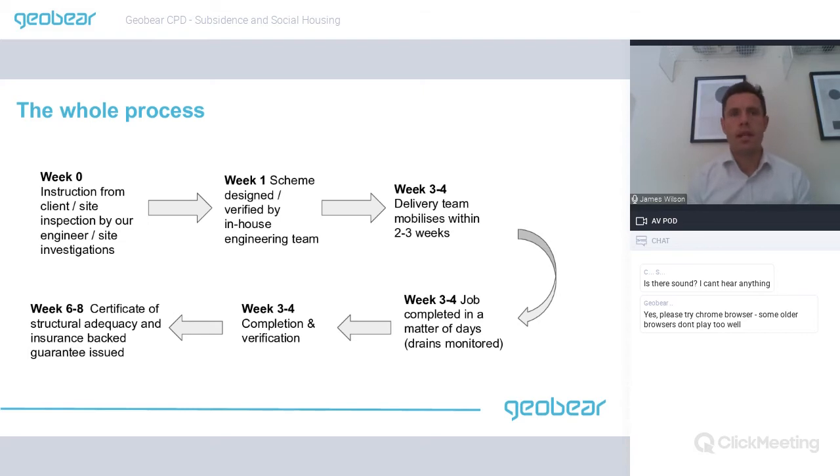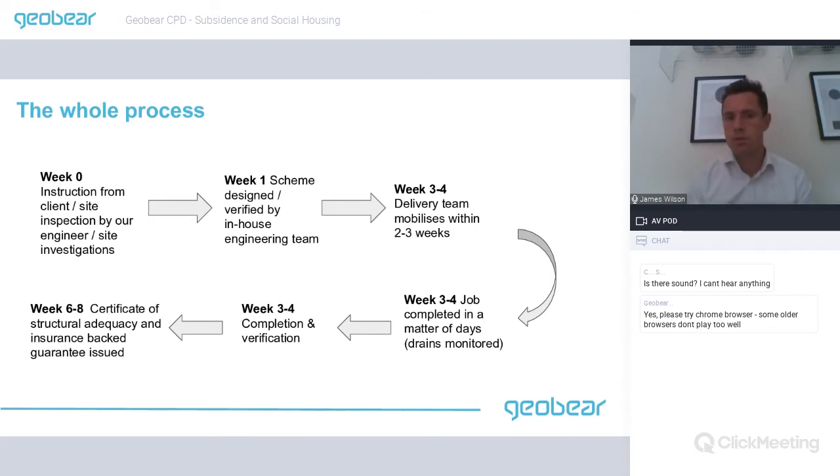Most jobs on a standard house are between 1 and 2 days. So we can solve the subsidence in just 1 or 2 days from arriving on site. So within 3 to 4 weeks of initial instruction, you can have it stable. Drains are monitored, and then we would undertake a completion and verification of the project just after we've done it.